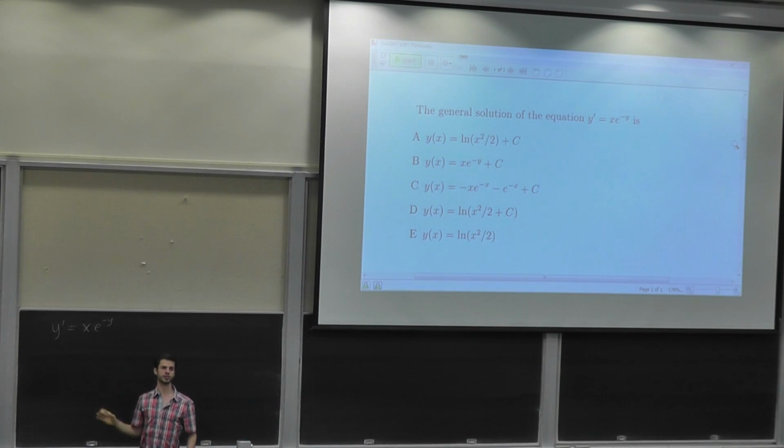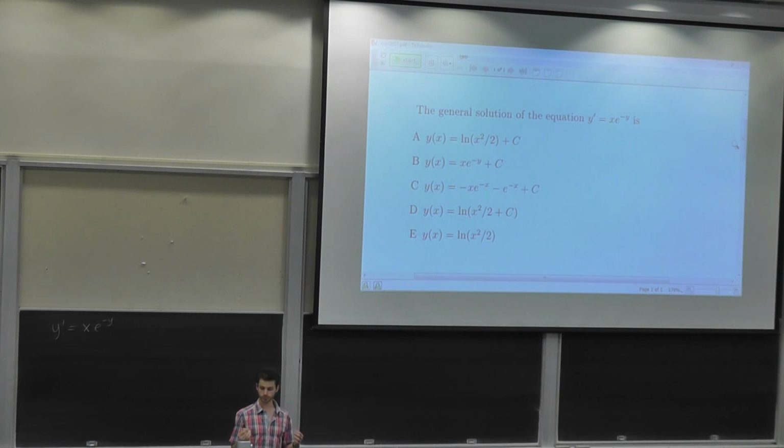As it is written, it's not separated. But we can easily separate it. We can bring everything with y on one side, and everything with no y, x does. So I can write y prime divided by e to the y equal to x. Or, in other words, y prime divided by 1 over e to the y equal to x.